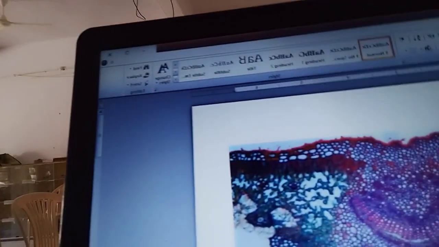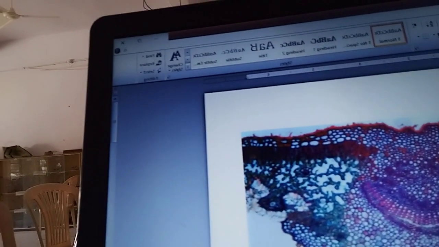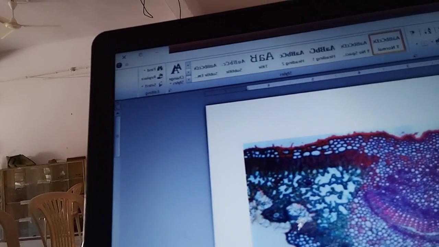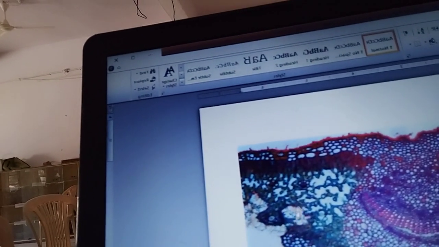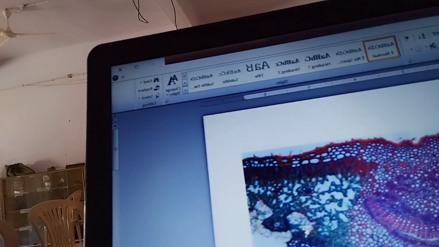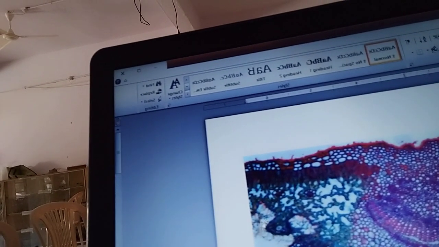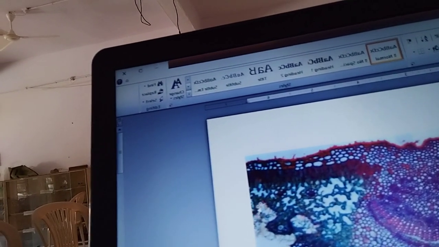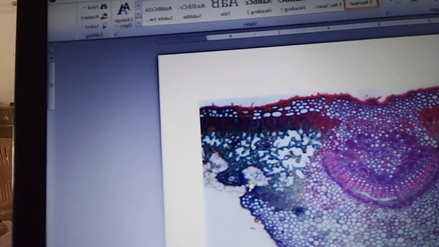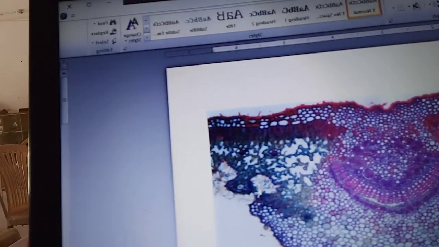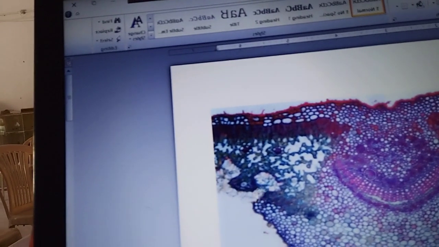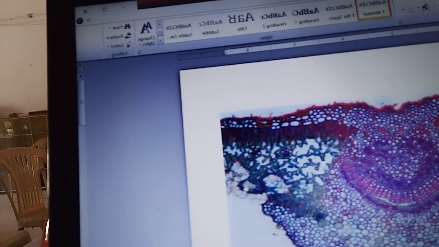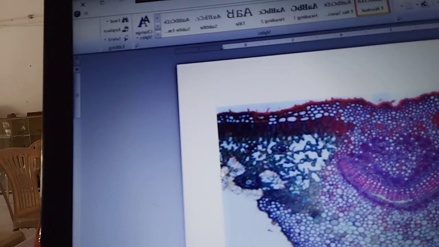The lower epidermis is also multi-layered. It has the stomata. Now the specific feature of this particular plant is that it has the stomata in cavities, and such stomata are called sunken stomata. These cavities have a number of hairs, and this is one of the measures taken by the plant to check the rate of transpiration.